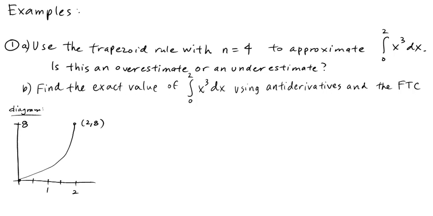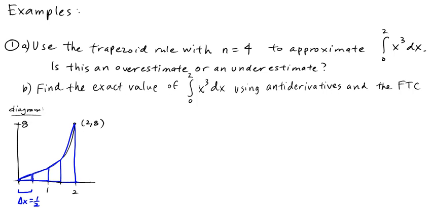Here's a quick sketch of the function over the indicated interval. And when I draw in the trapezoids, this is what it's going to look like. So at this point, you see that our delta x is going to be a half in this case. And I've also got a right triangle here. So basically, you can think of that as just a trapezoid with one base equal to 0.